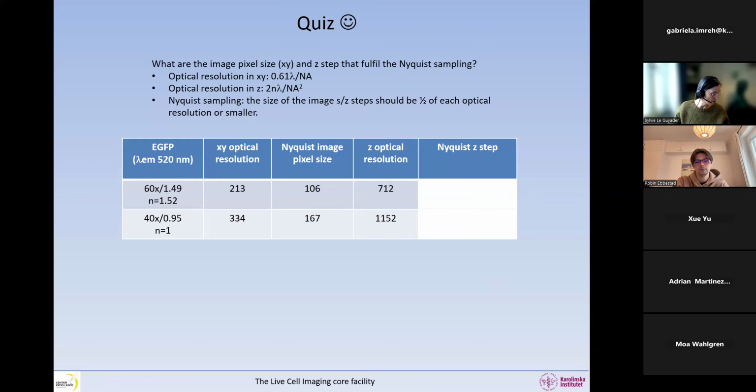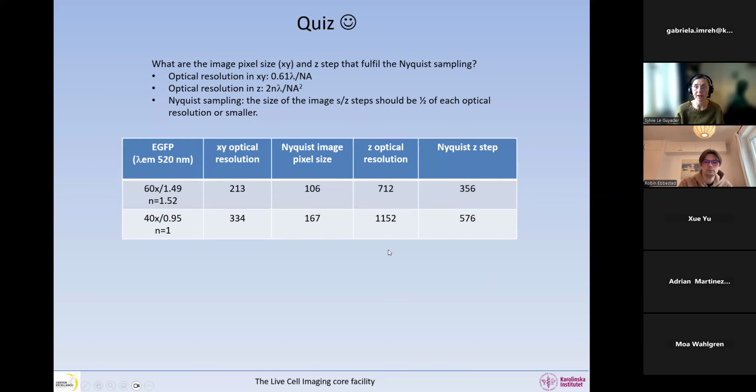So what would you say? Does the same apply here, like half of the optical resolution? Same thing. Super simple. I can tell you Nyquist works for everything. Just divide by 2, and this is the step that you should use, or smaller. If you use lots of Z, you will also resolve this, but you should not use a bigger step than this. This is the biggest step that you could use. You can use smaller as well.